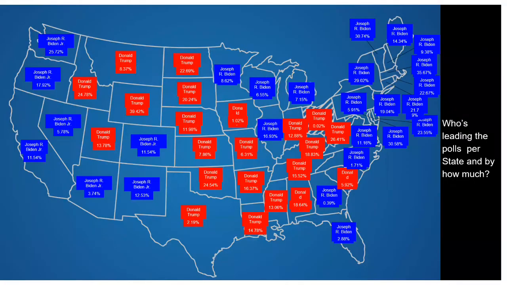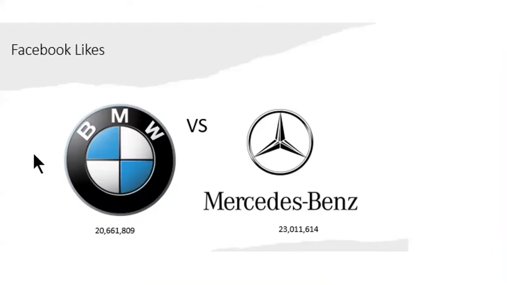And you can also show live polling information about what's going on, what the polls are returning. You can show it on a map in real time as well. You can connect your PowerPoint presentation to Facebook, and show how many likes are happening, or you can compare. Here was just a mock-up I did showing a comparison of BMW versus Mercedes-Benz at that particular time.